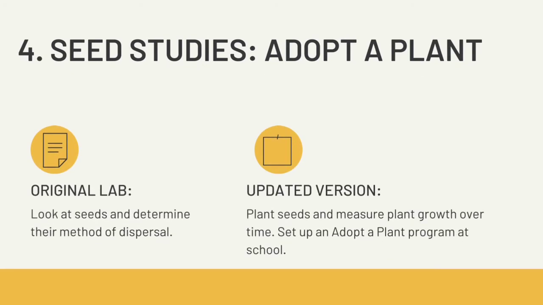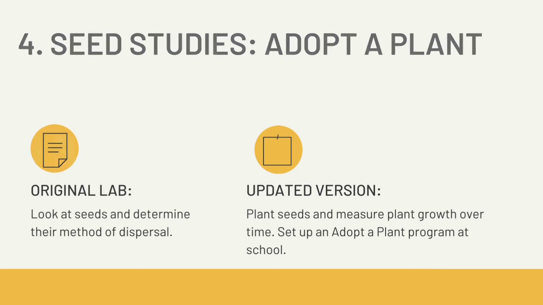Fourth, seed studies. Adopt a plant. Original lab: look at seeds and determine their method of dispersal. Updated version: plant seeds and measure plant growth over time. Set up an adopt a plant program at school. Students will be motivated if they are part of the process of the experiment.